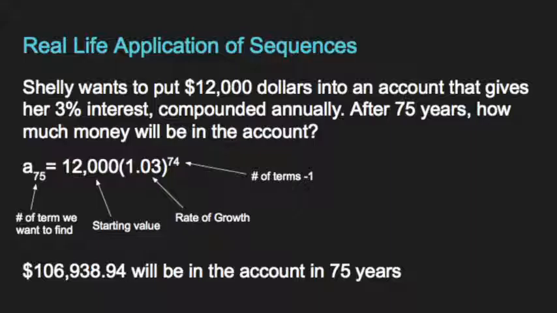And once you calculate that, the answer is $106,938.94 will be left in the account in 75 years.